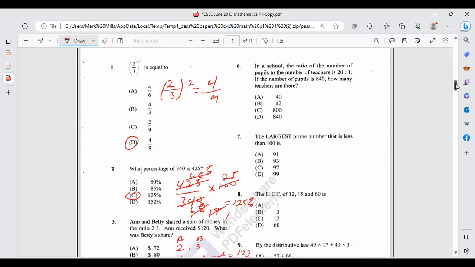Number 6. In a school, the ratio of number of pupils to number of teachers is 20:1. If the number of pupils is 840, how many teachers are there? How will I treat this question? What will I do?